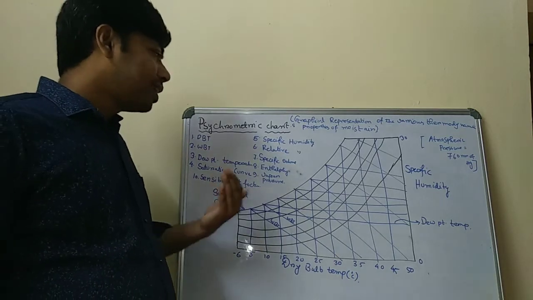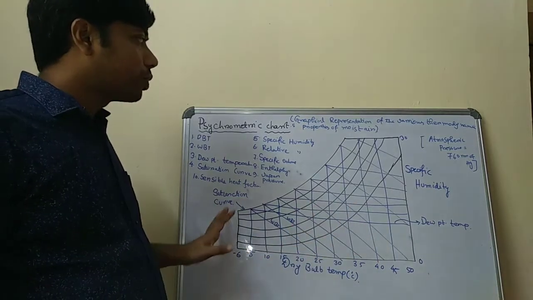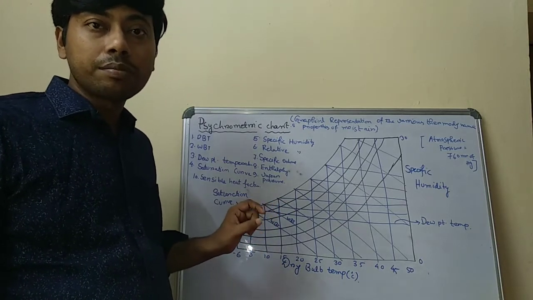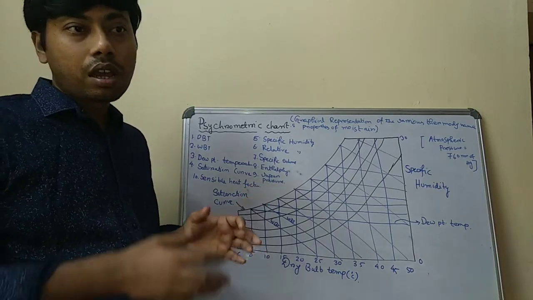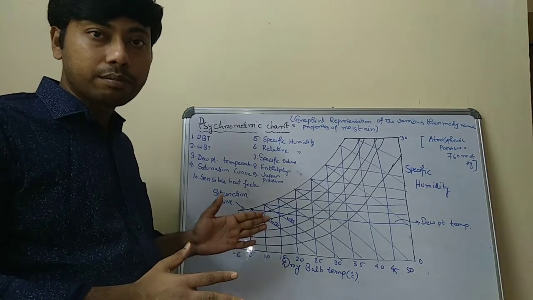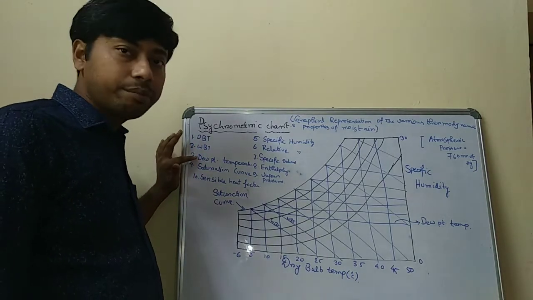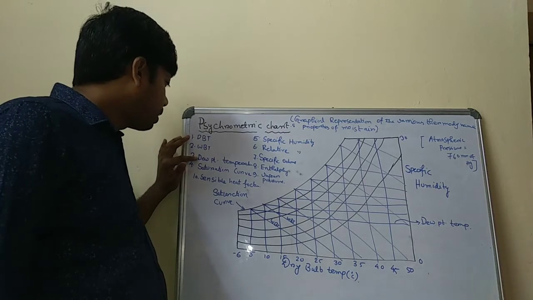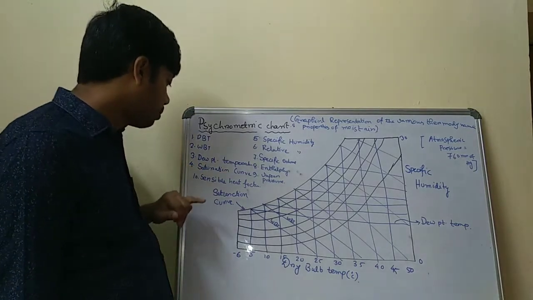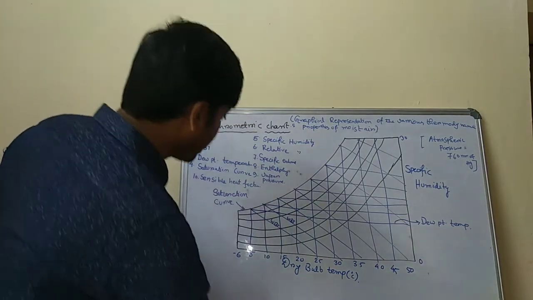Okay. Now, what is a psychrometric chart? It's basically a graphical representation. As you see, this is a psychrometric chart. So this is a graphical representation of the various thermodynamic properties of moist air. That means there are some properties that indicate the thermodynamic state of moist air. Now what are the properties? It may be dry bulb temperature, wet bulb temperature, dew point temperature, saturation curve, sensible heat factor, specific humidity, relative humidity, specific volume, enthalpy, and vapor pressure.